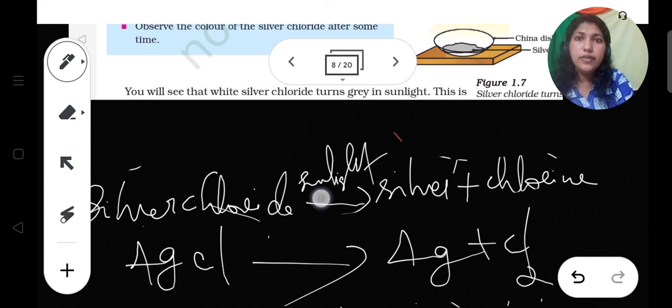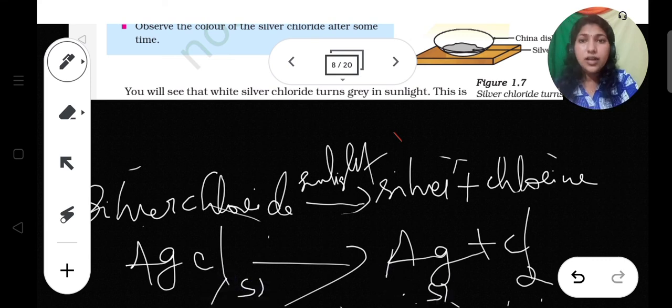So AgCl, we know that AgCl is in solid state. What about the silver? Silver is also in solid state. The color changes to grey. That is, it turns grey in sunlight, right? Chlorine is in gas state, right?